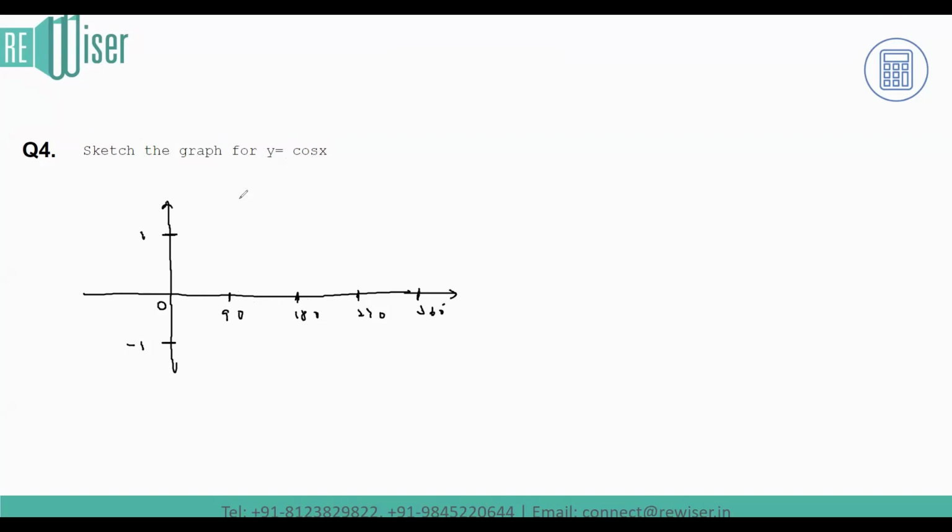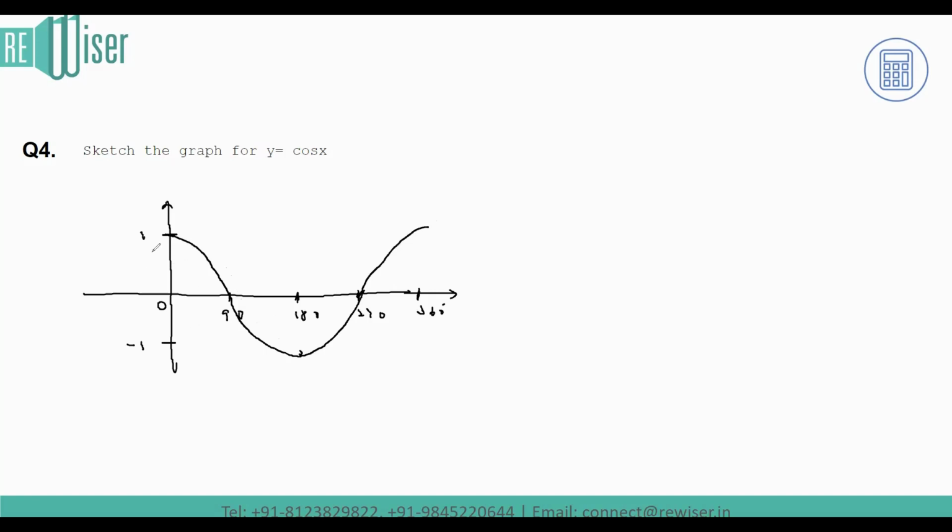So cos of 0 is 1, so the graph starts from here. It dips down to 0 at 90 degrees. It dips down to the negative of its amplitude, -1, at 180 degrees, again becoming 0 at 270 and climbing on to the max value at 360 degrees.